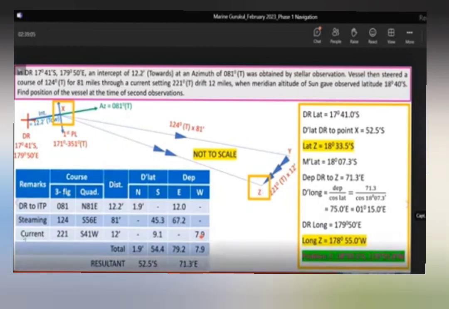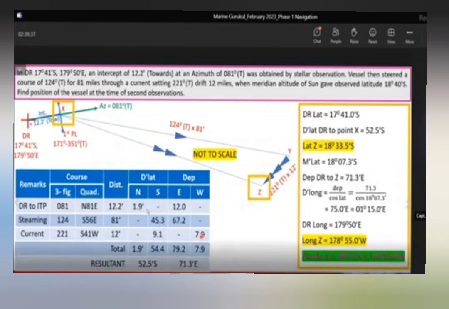We made this table. In this table we wrote these three legs here. For each leg we obtained the DLAT and departure using plane and parallel sailing. DLAT is equal to distance cos course, departure is equal to distance sin course. So you see on the first leg the northerly DLAT is 1.9. Second leg the DLAT is southerly, so it is written under the south column, that is 45.3. And for the third leg, the current leg, it is 9.1 south.